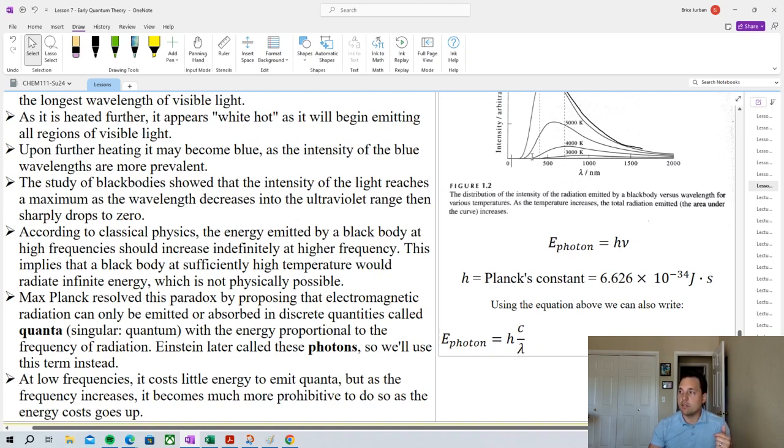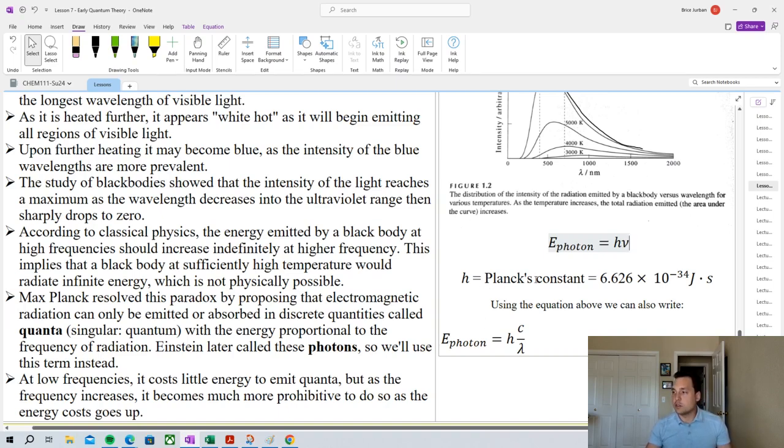But as the frequency increases, or conversely, as the wavelength decreases, it becomes more prohibitive to do so because the energy cost of a quanta becomes more and more and more. We can represent this by the equation: the energy of the photon, or the energy of the quantum, is equal to this proportionality constant known as Planck's constant times the frequency of that radiation.